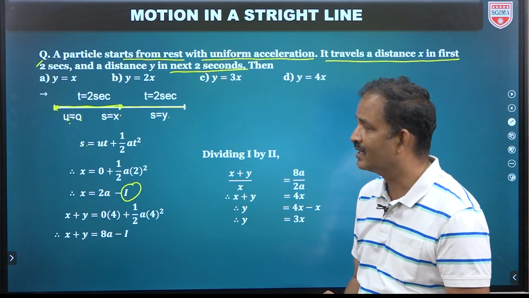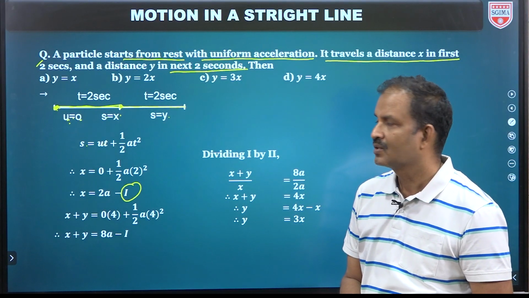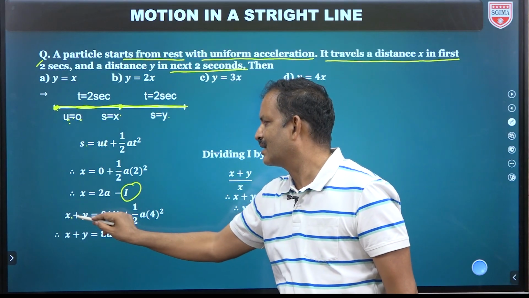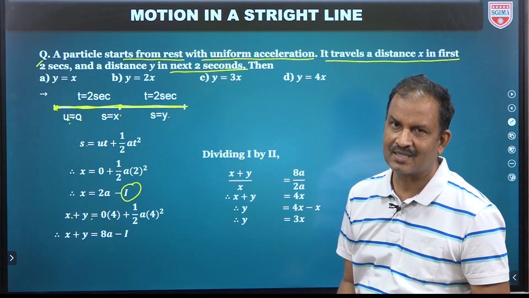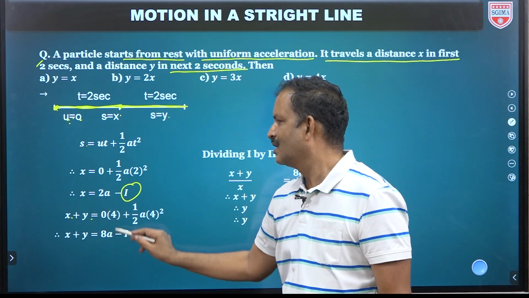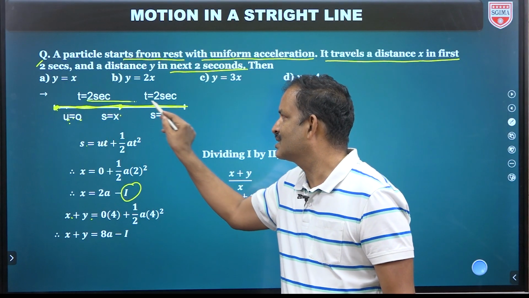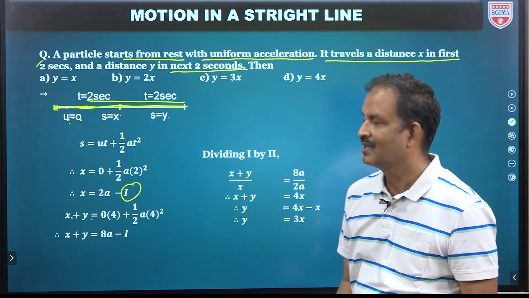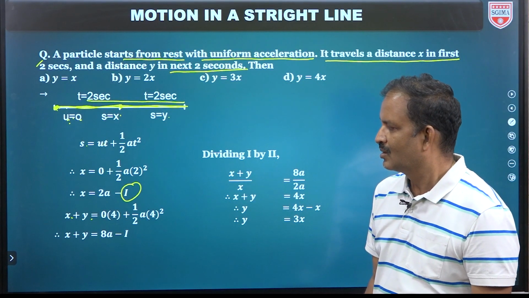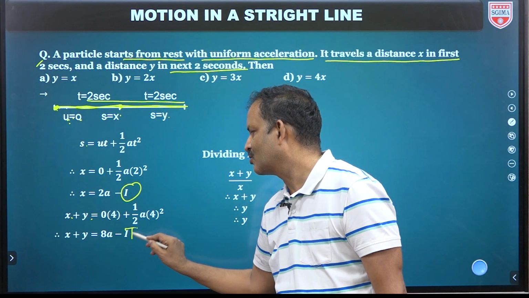Why am I using this one? Because I don't know the velocity here. So the total displacement is x plus y. I am again applying s is equal to ut plus half a t square. So the total is x plus y is equal to, here I know the velocity is 0, but the total time is 4 seconds, plus half a into 4 square. So I got x plus y is equal to 8a. This is equation number 2.